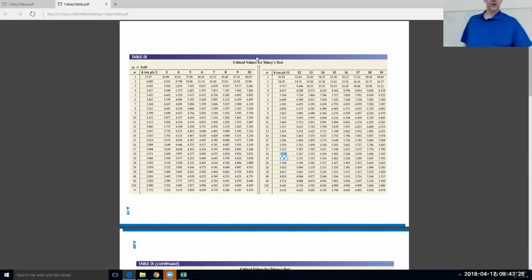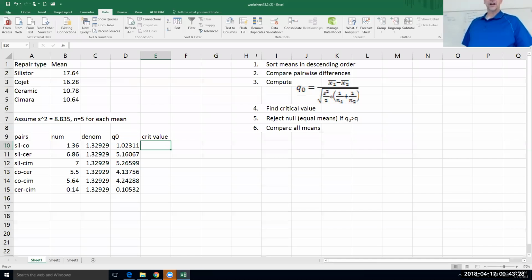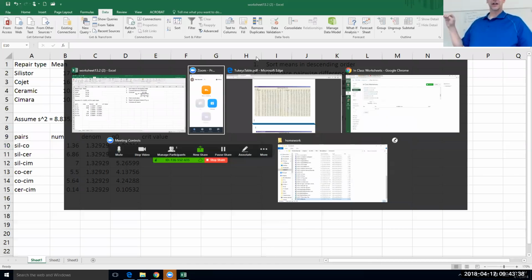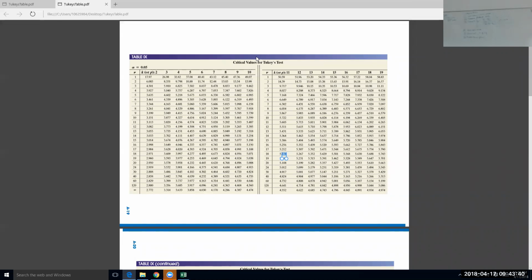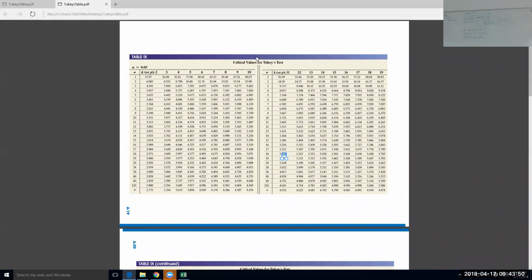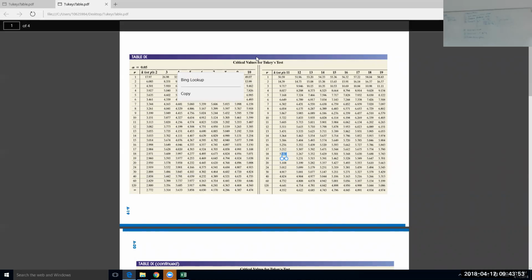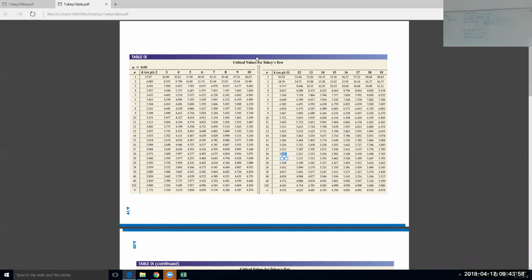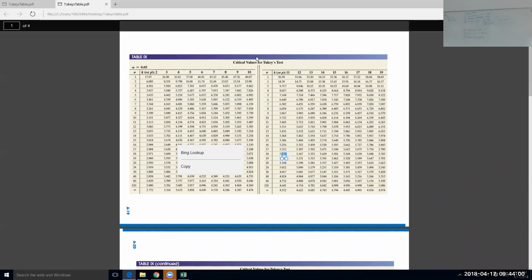So let's think about this for a minute. If I've got 5 in every sample, and I've got 4 samples, what's my total n? 20. Minus how many samples? 20 minus 4 is going to be 16. Okay, so we're looking over here. We've got the V down here, we're at 16. Okay, and then K is your number of samples. I've got 4 samples. So I'm looking at the combination of 16 and 4. That gives me 4.046. Does that make sense?